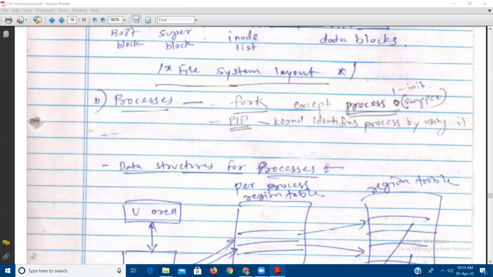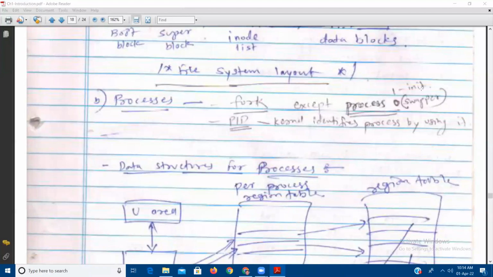Once swapper is created, internally swapper executes the fork system call and creates the init process. So these are the two processes. Swapper is not created with the help of the fork system call, but init is created with the help of the fork system call. Swapper is the parent of init, and further init executes the fork system call internally or externally. Internally in the sense to create the system processes, and externally in the sense to create the user processes. Init executes the fork system call more than once, internally or externally, and creates child processes.